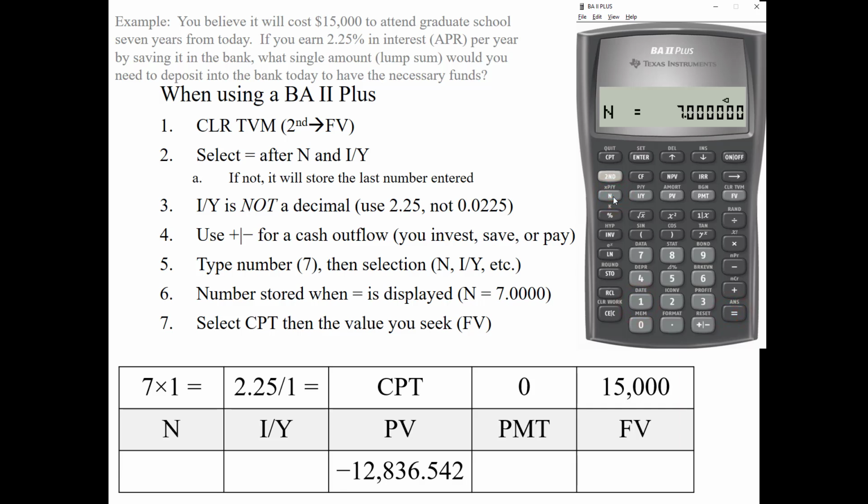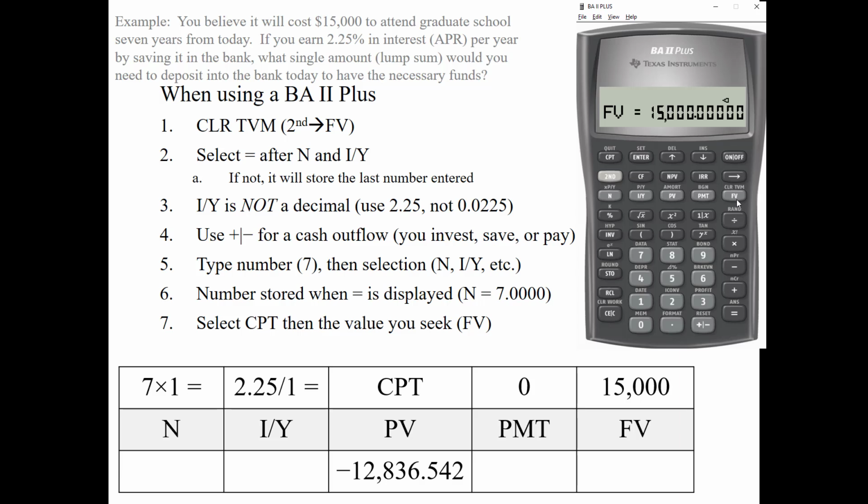Our interest rate is going to be 2.25% per year. And we earn interest annually. So we hit 2.25 divided by 1 equals, and then IY. Our PV we're going to skip over because that's what we're trying to calculate. Our PMT is going to be equal to 0. And our future value is going to be $15,000. And at some point, that money will come back to us in the future, and it will be a positive amount because it will be added to our wallet.